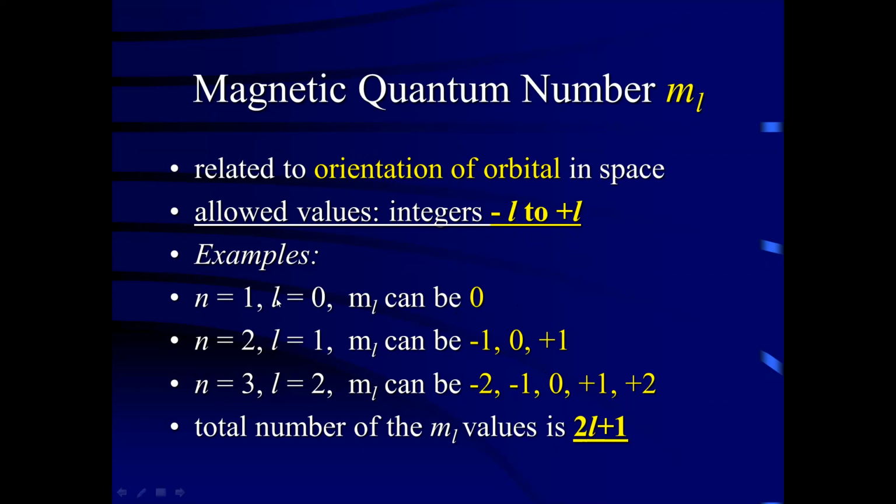Let's test it. For example, here the L is equal to 0. 2L plus 1 is equal to 1, right? This is why m_L only has one possible value. When L is equal to 1, 2L plus 1 is equal to 3. You see here, we do have 3 m_L values. Similarly, when L is equal to 2, 2L plus 1 is 5. We have 5 m_L values.